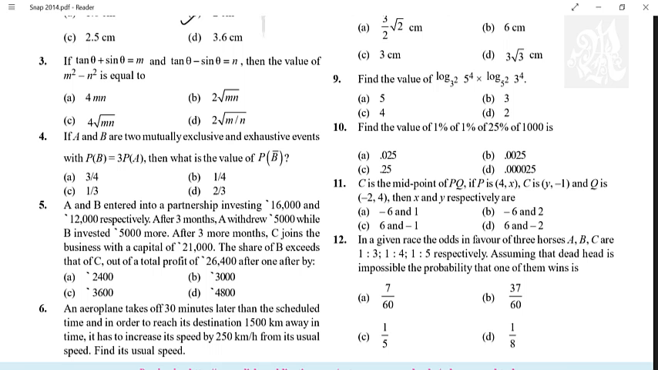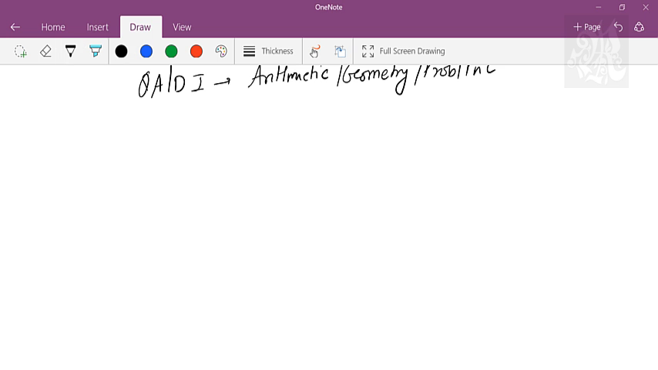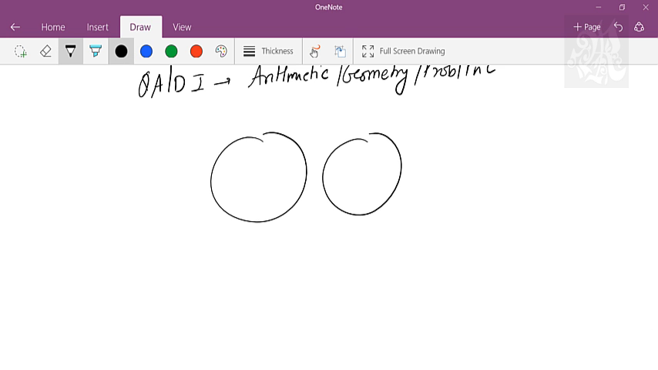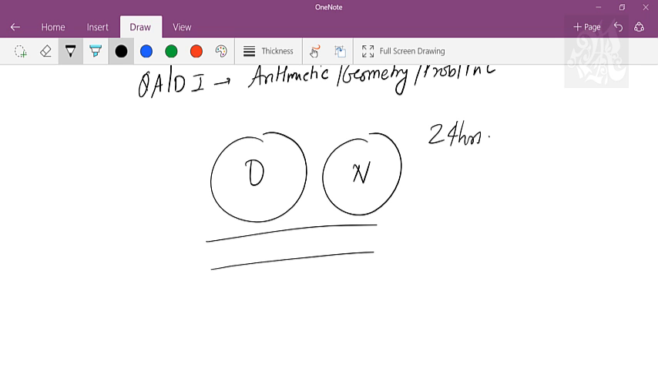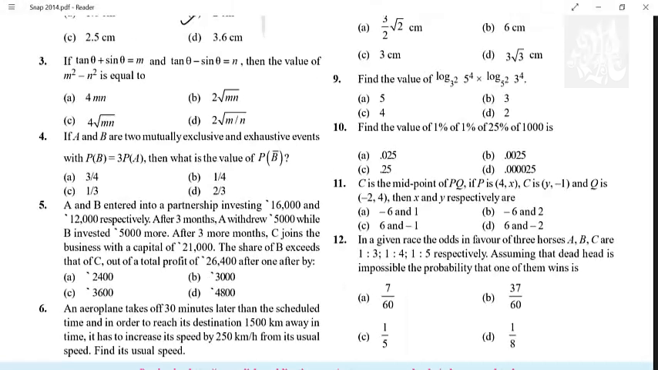If A and B are mutually exclusive and exhaustive events. Now what is mutually exclusive and exhaustive? Mutually exclusive means they don't have any intersection, and exhaustive means they finish the entire set, like day and night. When there's day there cannot be night, when there's night there cannot be day, but the whole 24 hours is either a day or a night. So day and night are mutually exclusive and exhaustive, which means they don't have intersections, but they finish off the entire sample set.